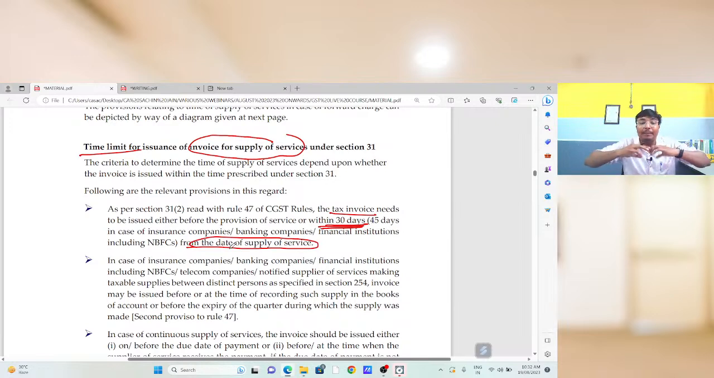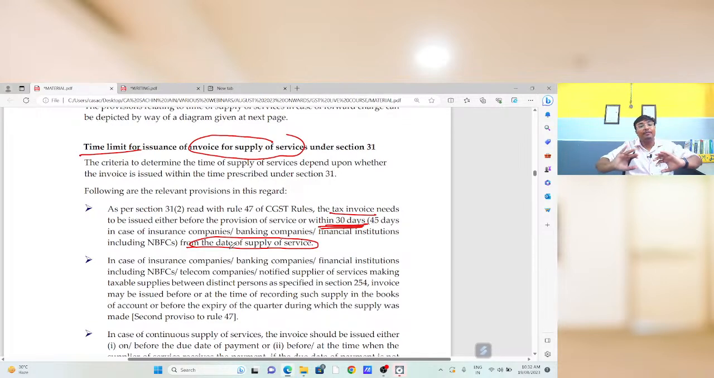Suppose I am going to make supply of services to Mr. X for consultancy services. Suppose I made the supply of services on 10th of July. Within 30 days from that 10th of July, I need to issue the invoice. This is the time limit to issue the invoice. We already discussed in the case of goods that before removal or at the time of removal, we need to issue the invoice. The same provision is applicable in case of supply of services. We have a certain time limit to issue the invoice.